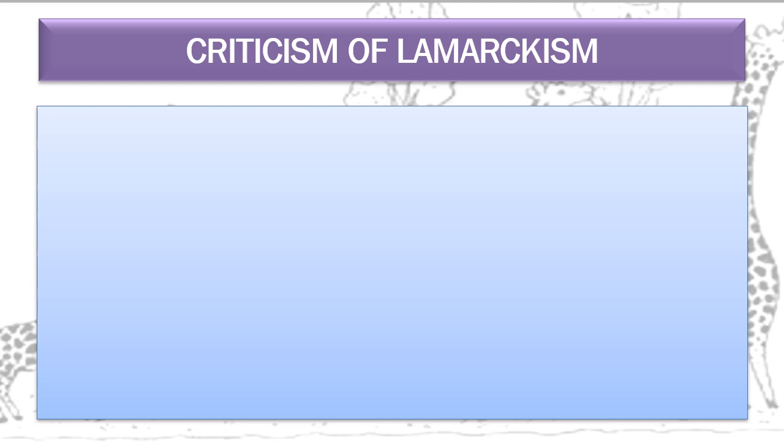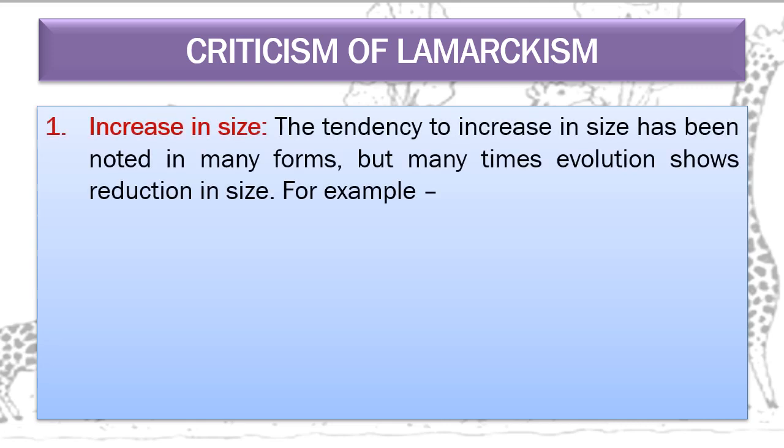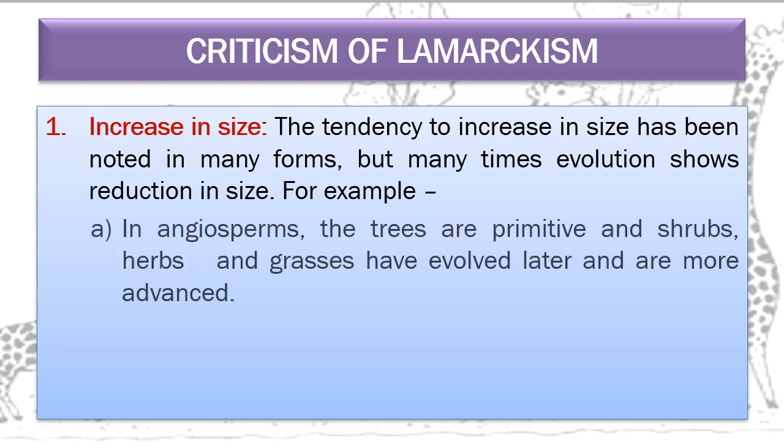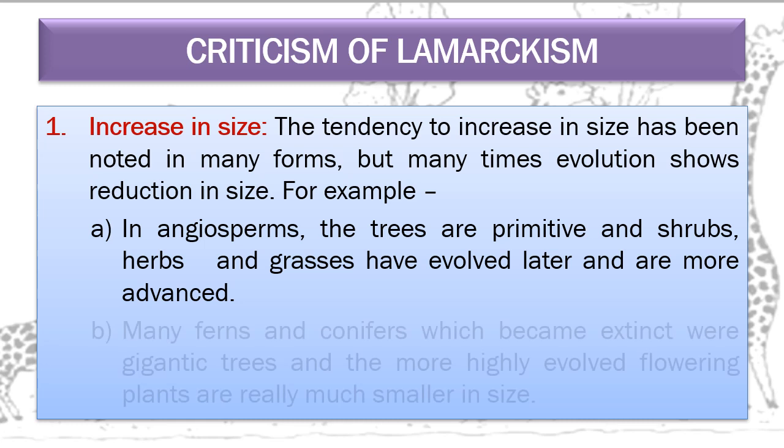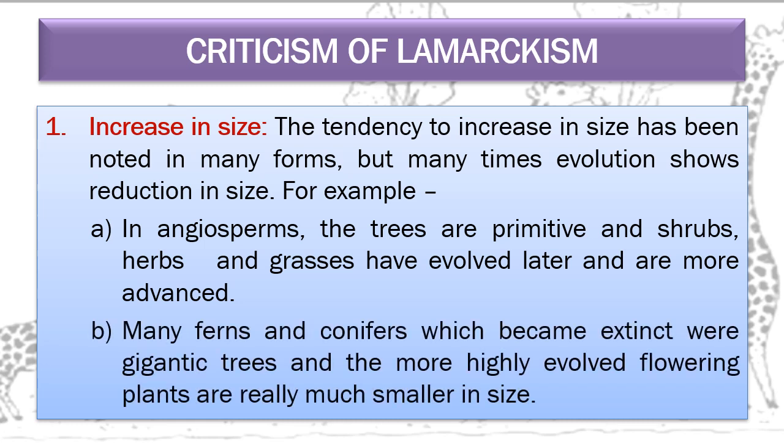Now let's discuss the criticism of Lamarckism. We all know that Lamarck postulated that animals and plants have a tendency to increase in size. But various other scientists have criticized this postulation because many times evolution has shown reduction in size. Here we see some examples, like in angiosperms the trees are primitive and shrubs, herbs and grasses have evolved later and are more advanced. Also, many ferns and conifers which became extinct were gigantic trees, and the more highly evolved flowering plants are much smaller in size.